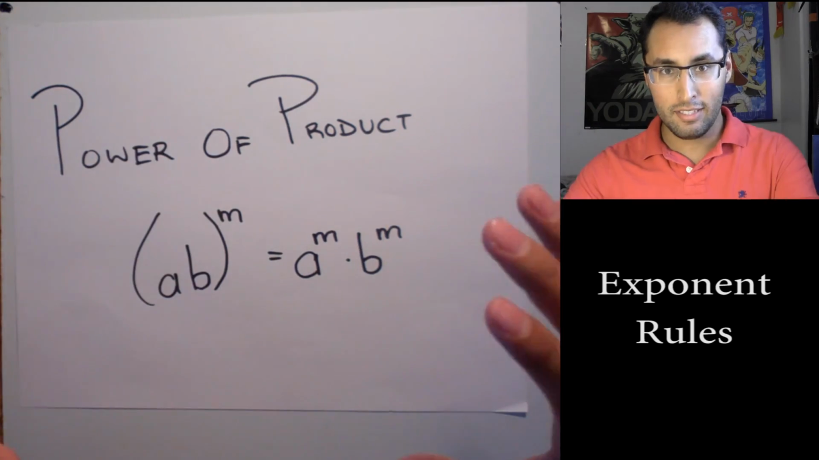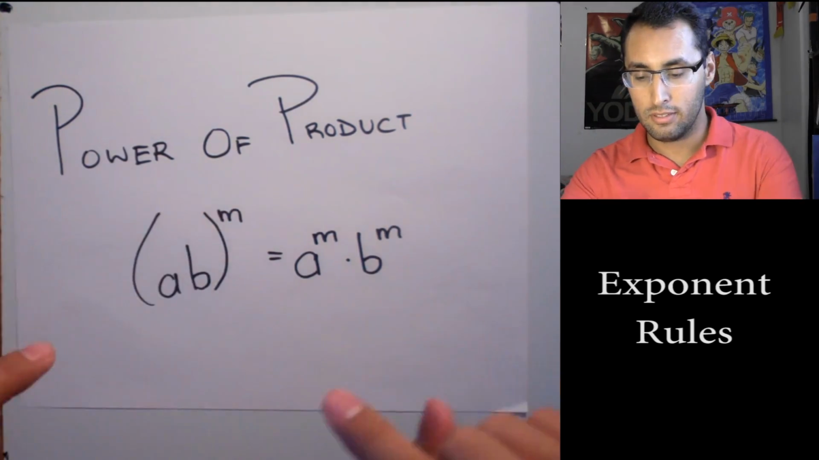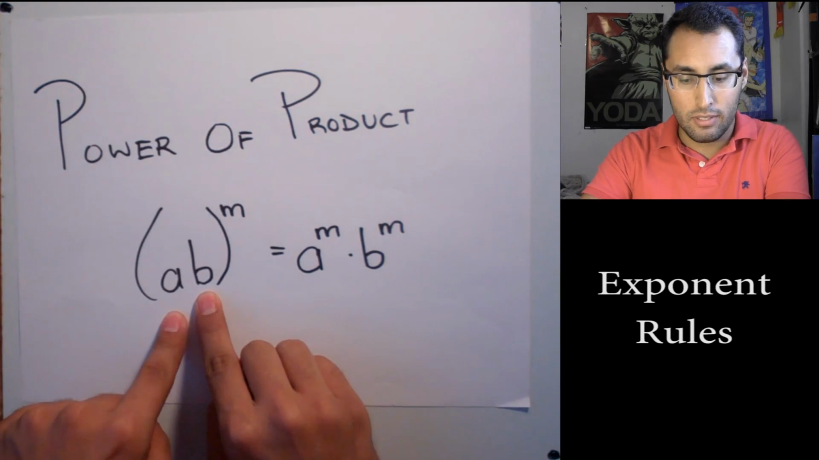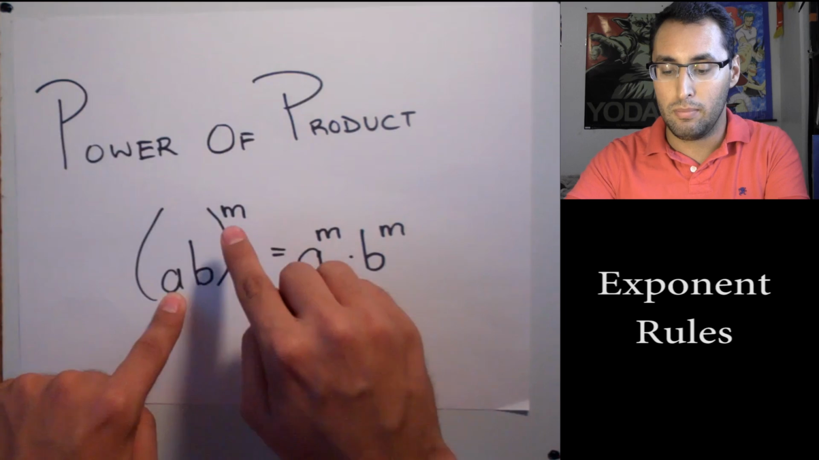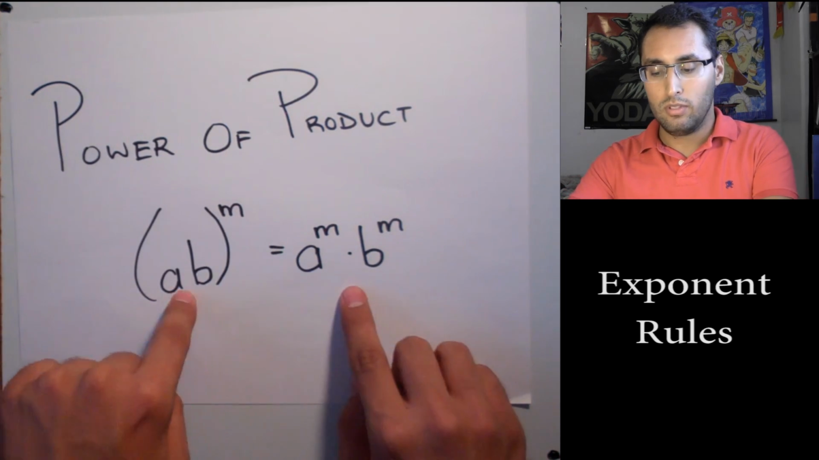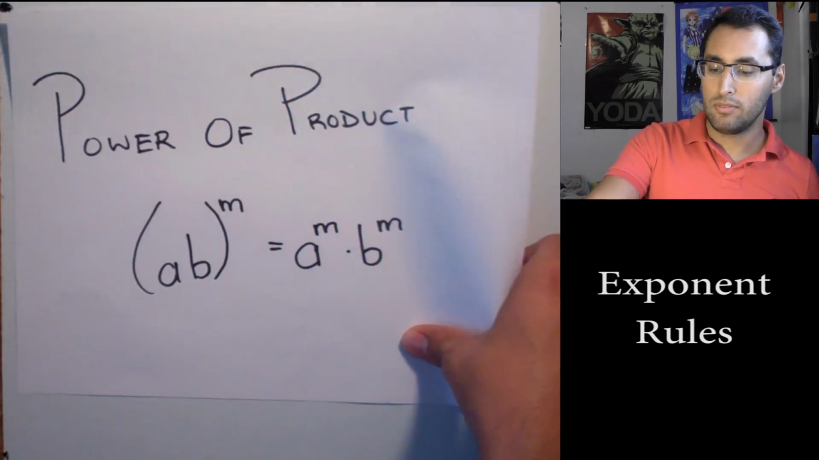Okay, next exponential property that we have is a power of a product. Product meaning that I'm multiplying two things, so I'm multiplying A and B, and I'm raising that product to a power. Now look over here, that gives you a hint of what we're going to be doing. Example.